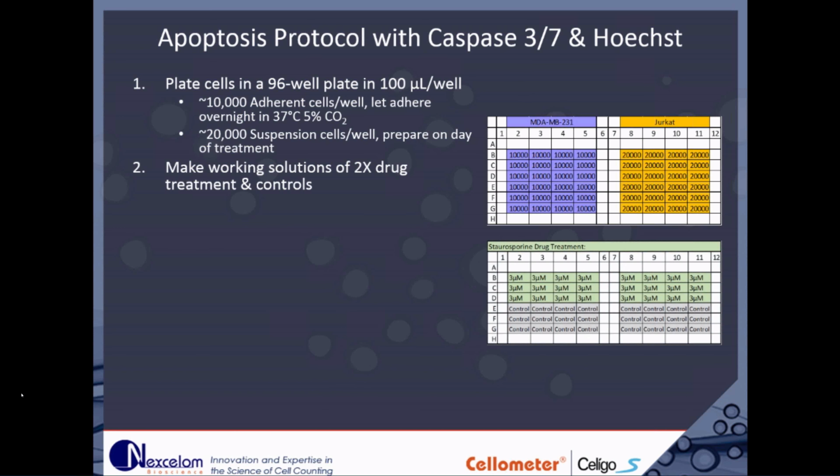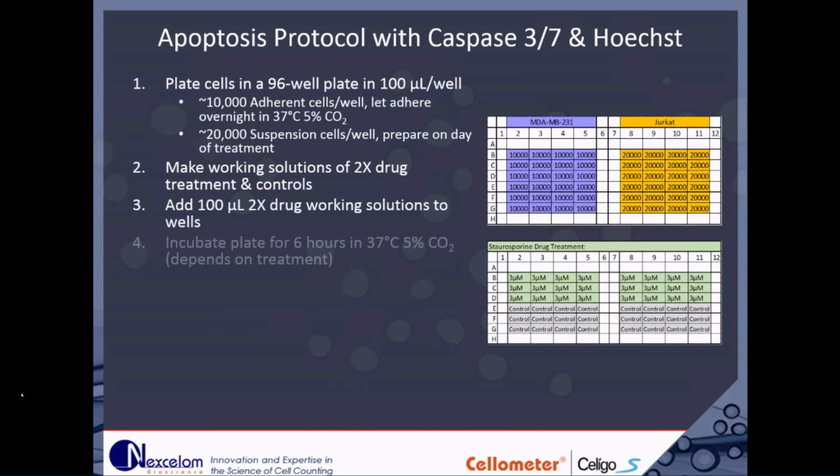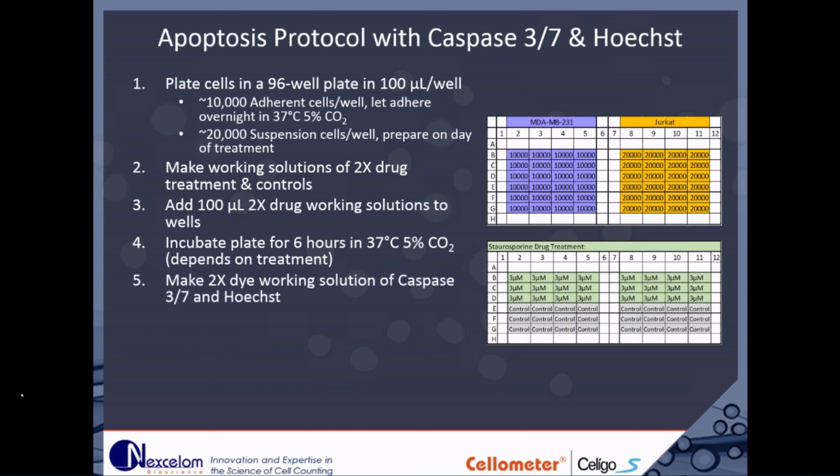So then you're going to want to add the drug treatment, and so the next day after the overnight adherence, you'll come in with a 2x drug treatment, and you're going to add 100 microliters of this 2x drug working solution to the wells. And then you'll want to incubate your cells for, in this case I used staurosporin, so for 6 hours this allowed the cells to go get some apoptosis, destruction.